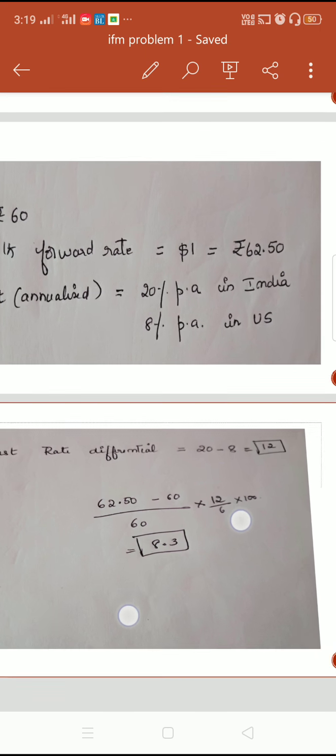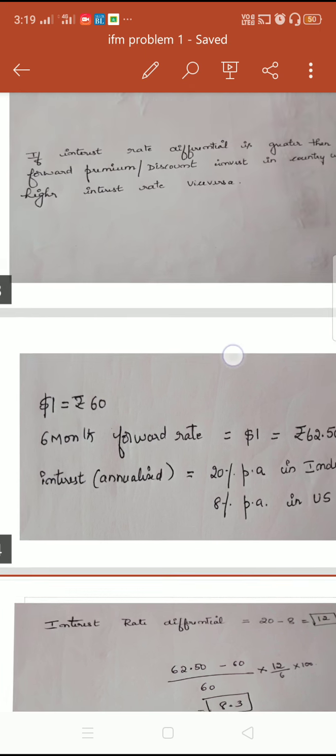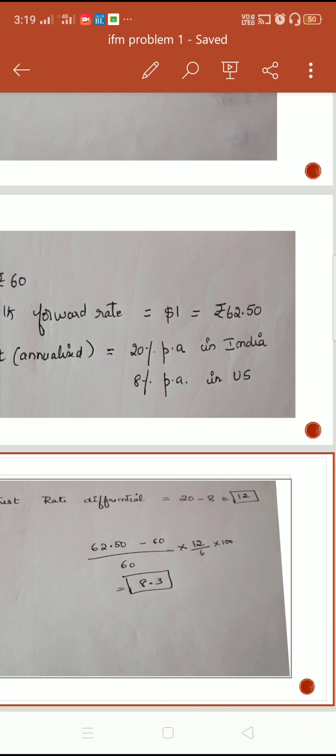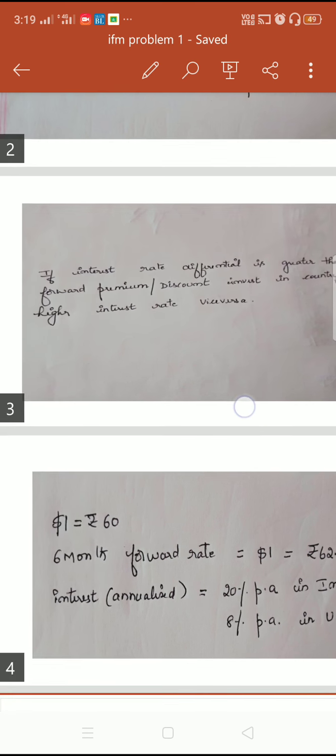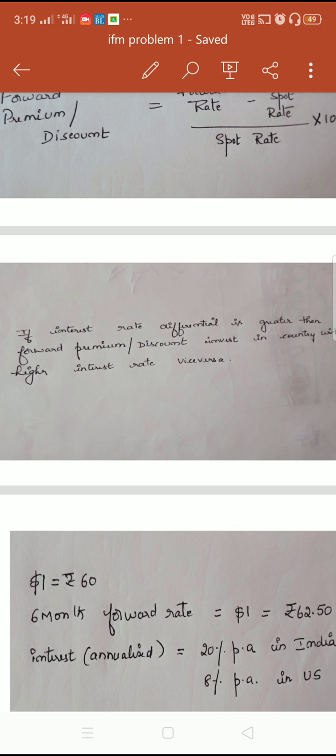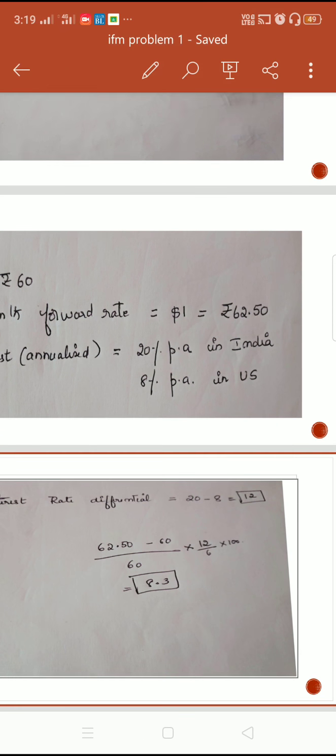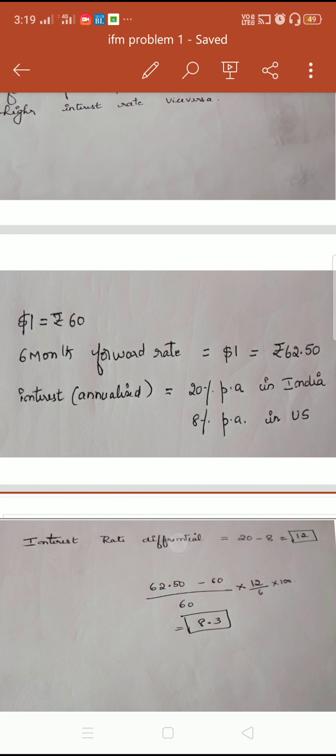Next we have to find forward premium or discount. Forward premium or discount is equal to forward rate, 62.50, minus spot rate, 60, divided by spot rate, 60, into 12 divided by n. For how many months is it given? 6 months. So 12 divided by 6, into 100. So you will get 8.3%.